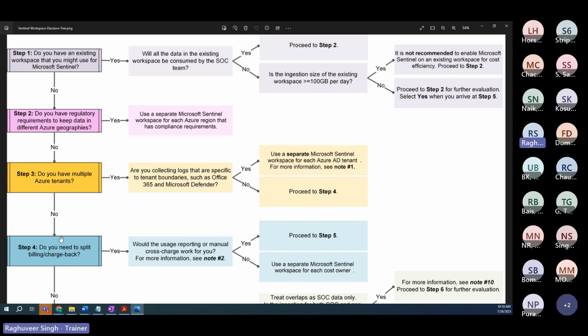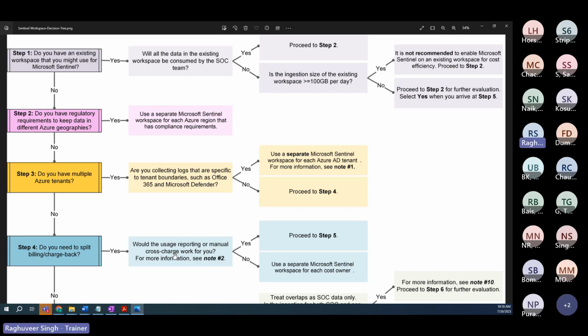So the question is, do you need to split your billing or chargeback across multiple business units, divisions and functions? If yes, would usage reporting or manual cross charge work for you? Will you be able to put in some administrative overhead of doing the usage reporting? I mean, Log Analytics workspace has the capability to separate logs on the basis of data sources and on the basis of certain tags, which belong to a specific department or function. And it also has the capability of providing you usage reporting.